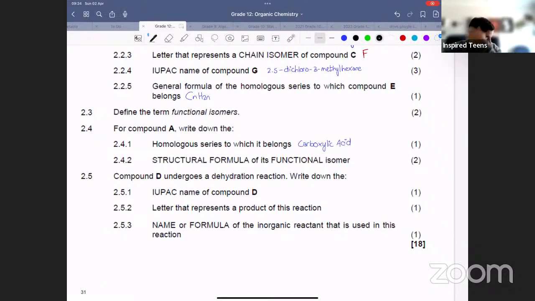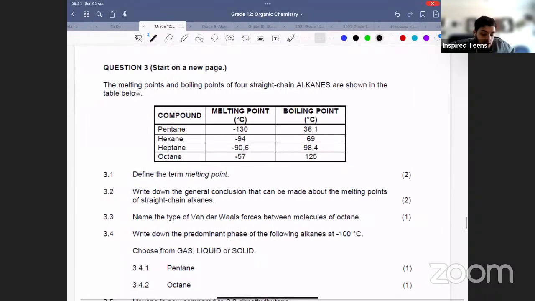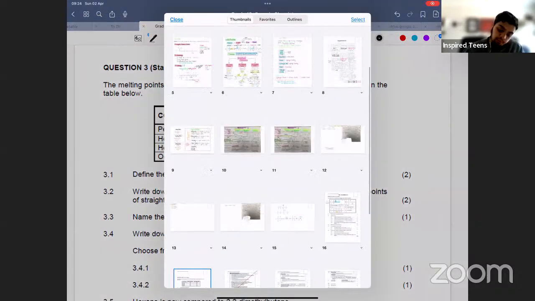Okay, compound D undergoes dehydration reaction. We don't care, we still didn't get there. Let's look at question 3. The melting points and boiling points of 4 straight alkane chains are shown in the table below. Remember, these are to do with the experiments that we discussed. Let's just see if we can brush over them.